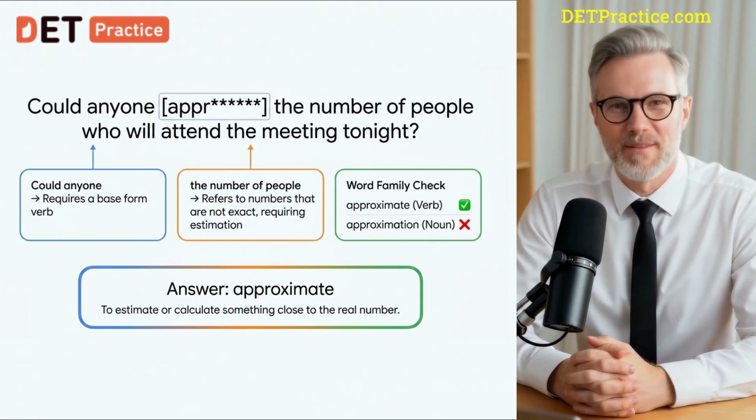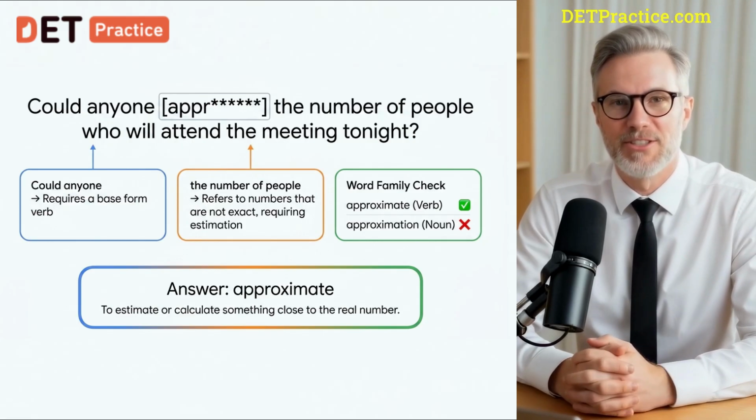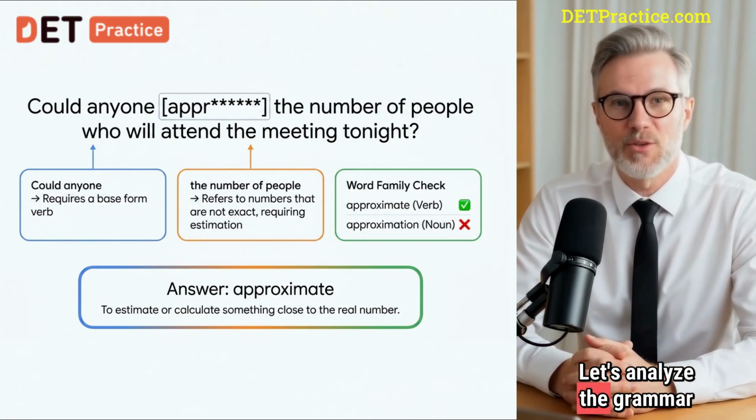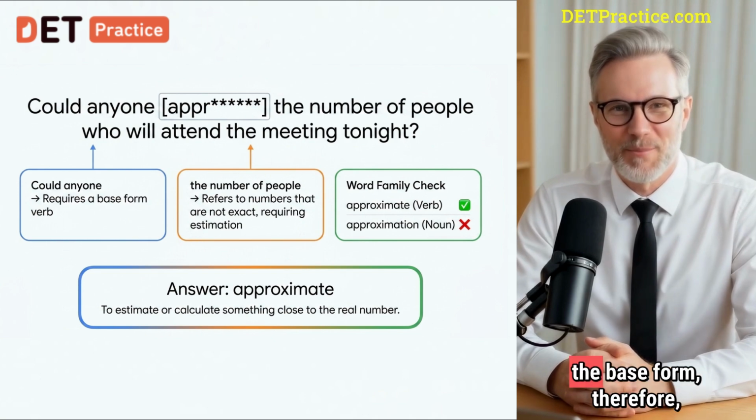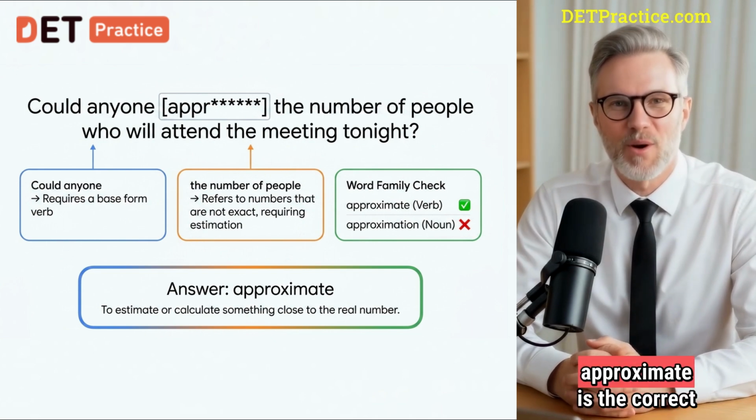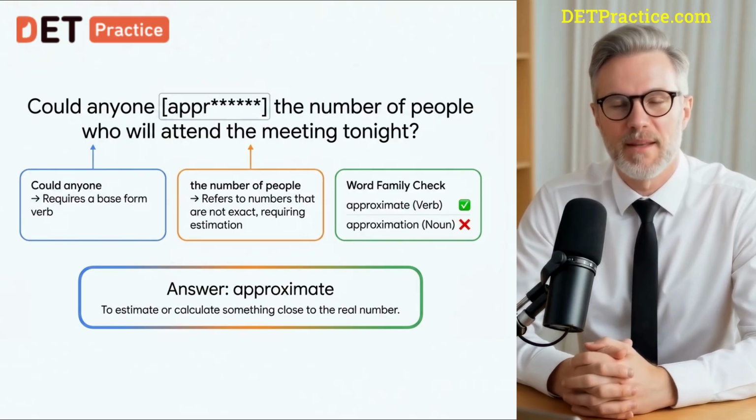Question 3. Could anyone approximate the number of people who will attend the meeting tonight? Let's analyze the grammar first. After could anyone, we need a verb in the base form. Therefore, approximate is the correct form. The key word is the number of people.